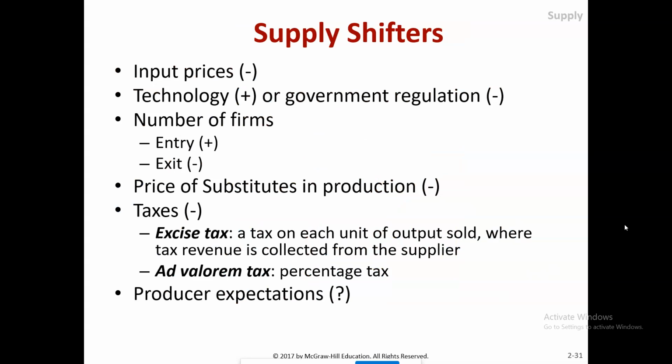For example, we produce chocolate. We hire people. We use a machine. We use cocoa beans, the most essential input for producing chocolate. We use milk. We use butter. We use sugar. All of those products. And we have to distribute the products. Transportation. Let's say input price increase.